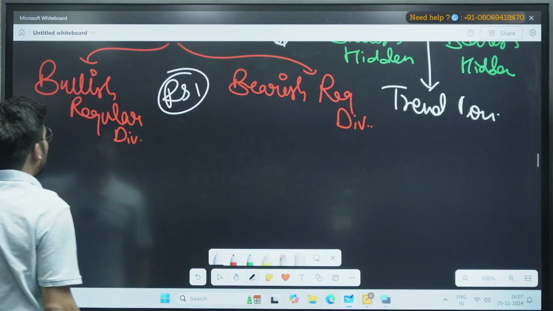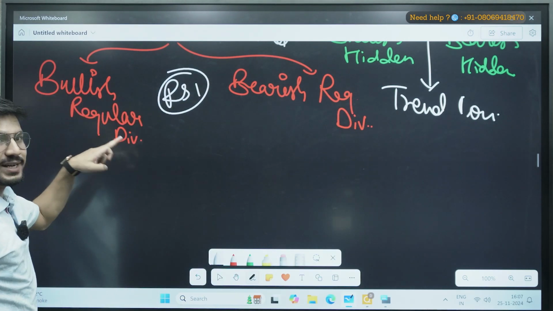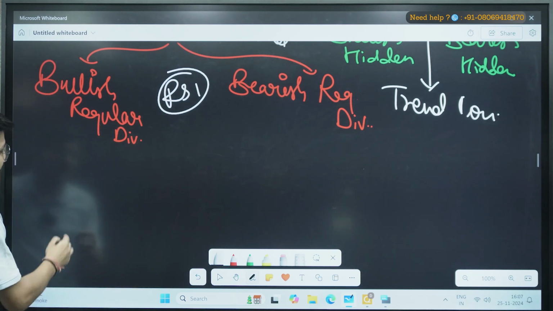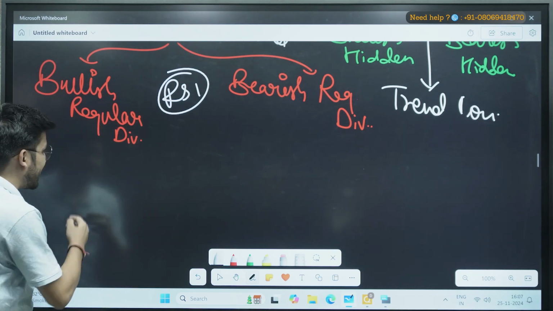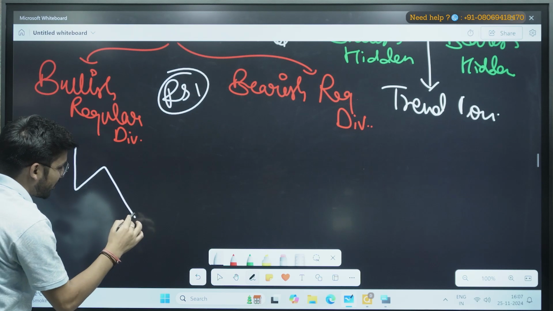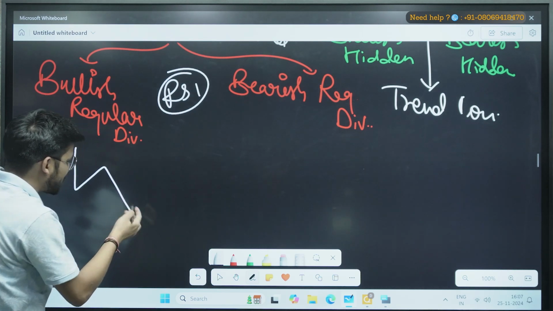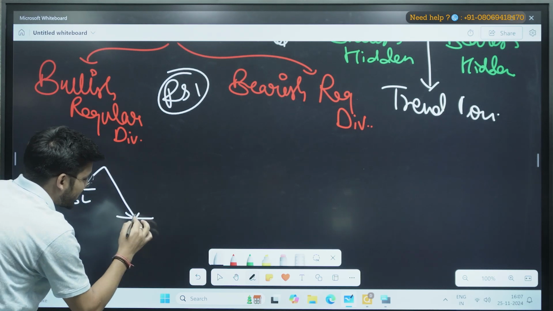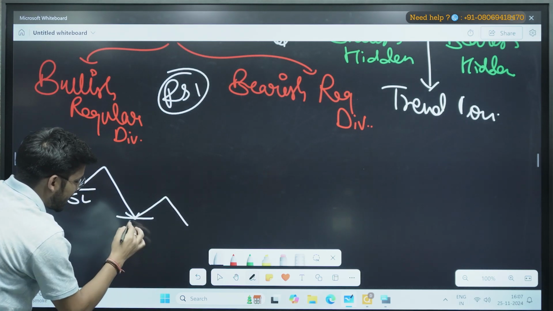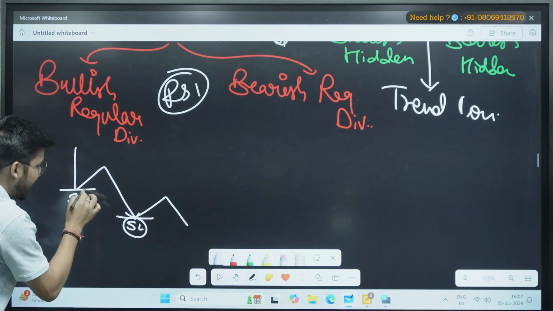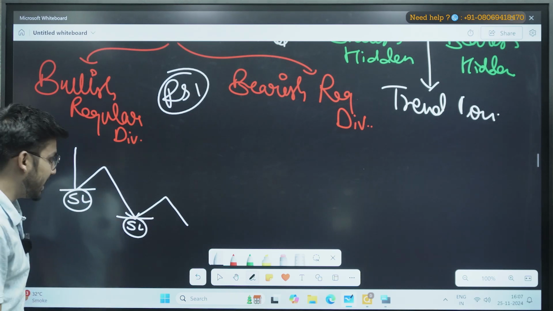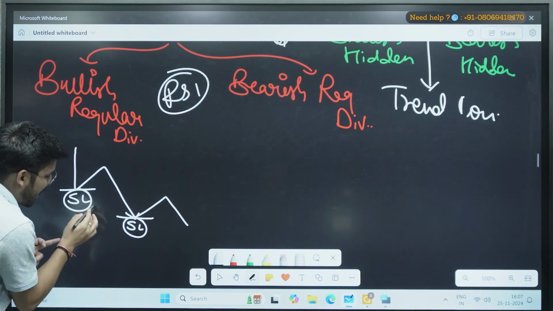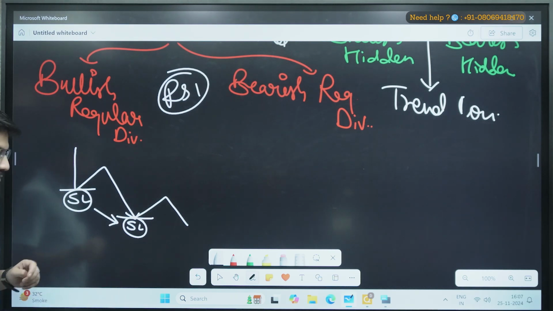Now, when we talk about bullish regular divergence, for example, my market was moving in a downward direction. Suppose this was my market, this is my price. So my price was moving in the downward direction. It was making a swing low here as well as a new swing low here. So it was making the first swing low here and the second swing low here, right? So you can see my price was in a downward direction.